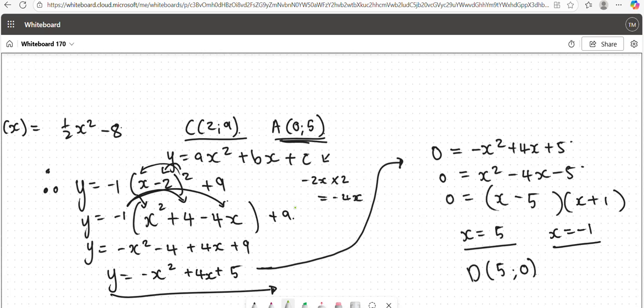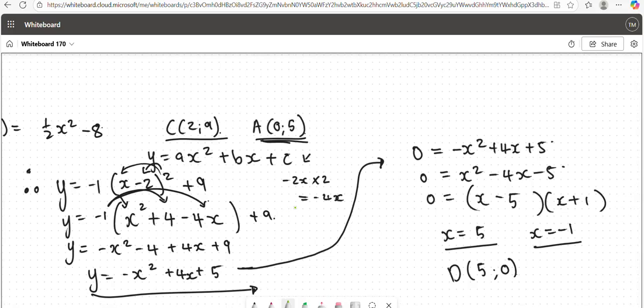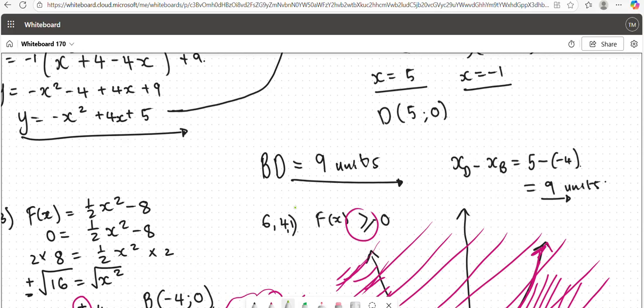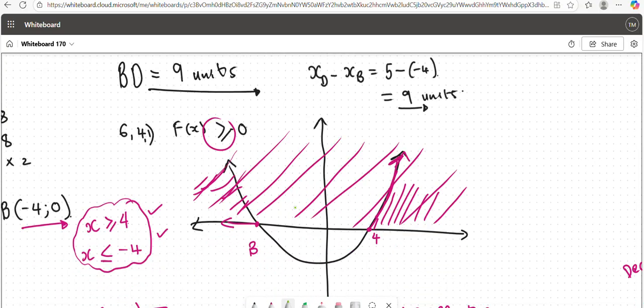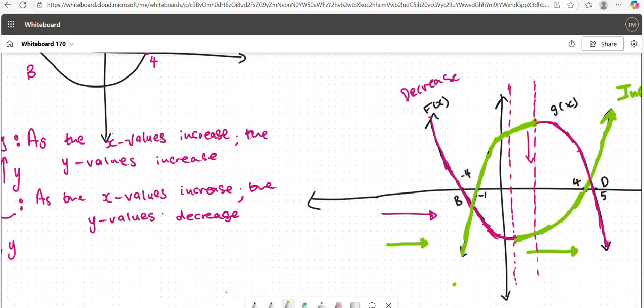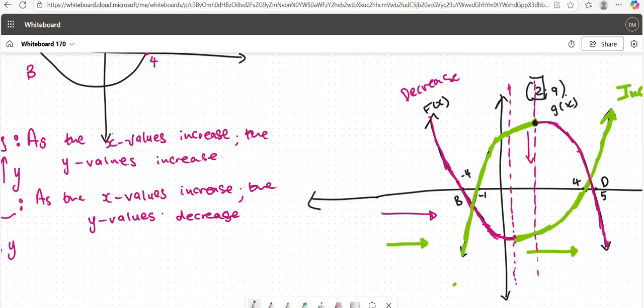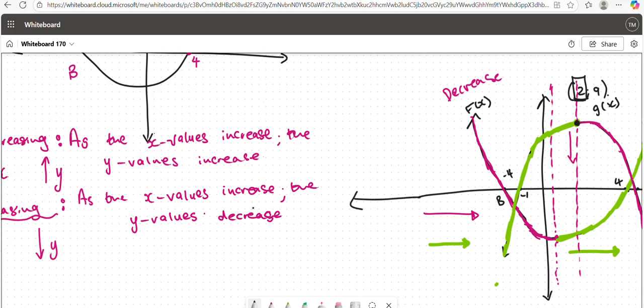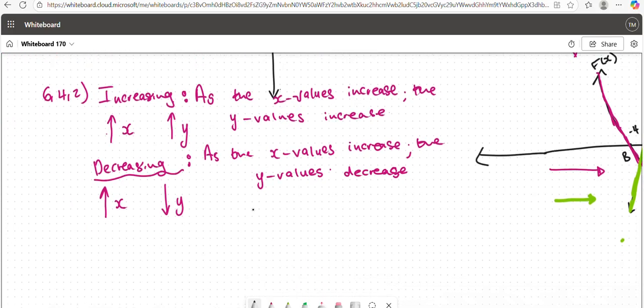Oh, we did have the turning point of the g of x. It was the 2 and the 9. So this one here, this g of x1, we had the turning point here. It was given in the question. It was a 2 and a 9. That's for the g of x. And the only one we're looking for is the x coordinate, actually. But now the f of x1, we do need to find its turning point.